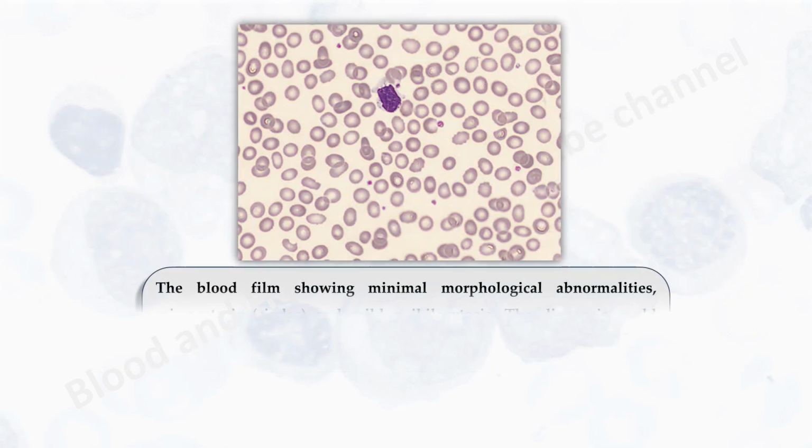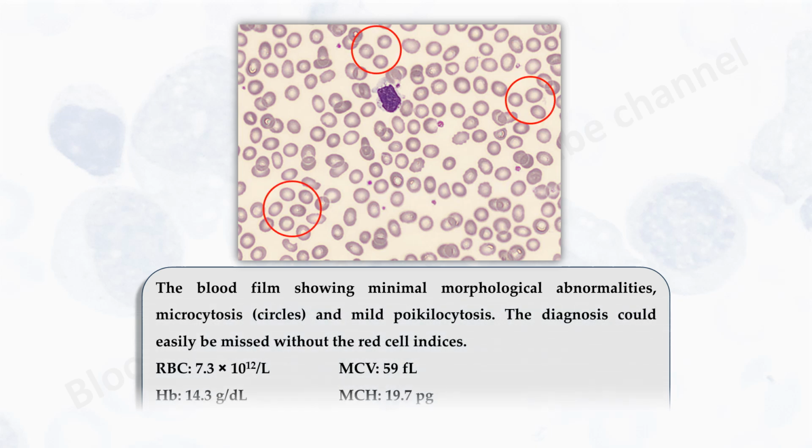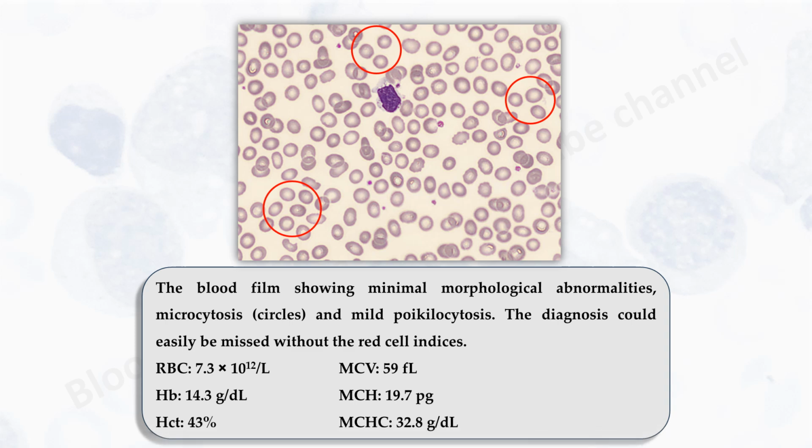The blood film showing minimal morphological abnormalities, microcytosis and mild poikilocytosis. The diagnosis could easily be missed without the red cell indices.